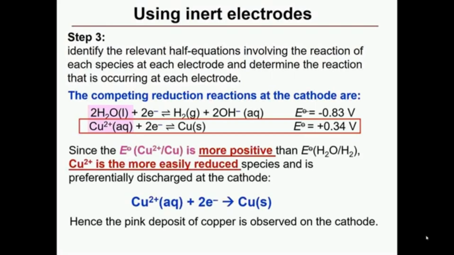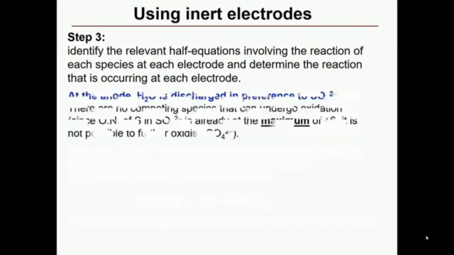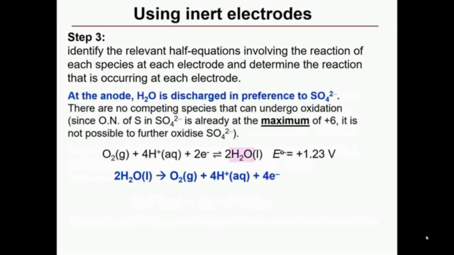So at the cathode, copper(II) is reduced to copper solid, which will be seen as pink deposit at the cathode. At the anode, water is discharged in preference to the sulfate ion. Recall that the sulfur in the sulfate ion has an oxidation state of +6, which is already at the maximum. Hence, it's not possible for the sulfate ion to be further oxidized. Hence, at the anode, the water would be oxidized to give oxygen gas.